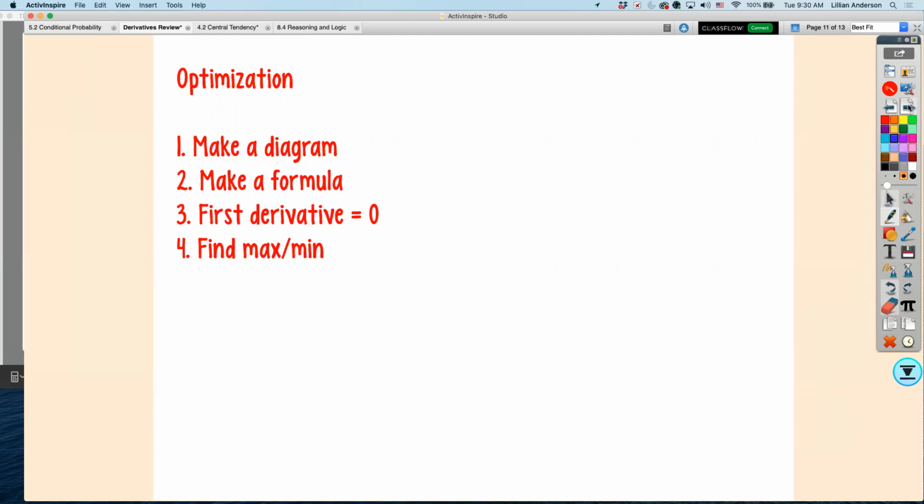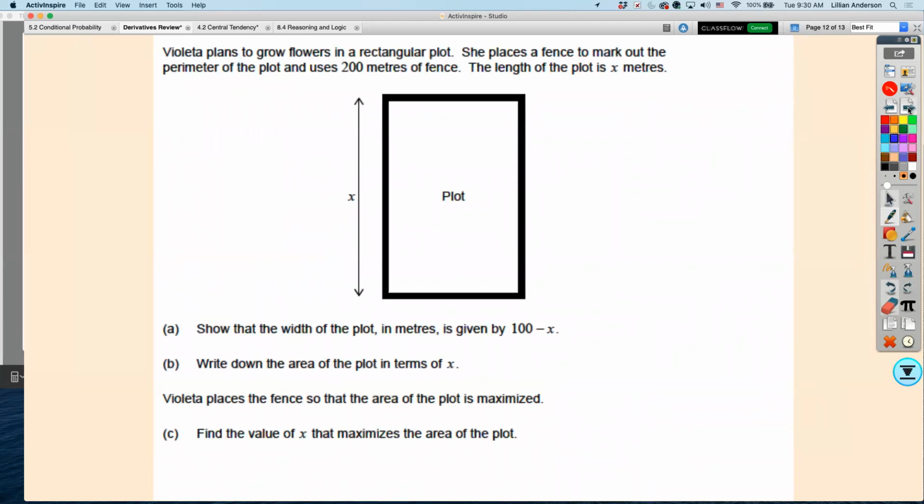And so I'm just going to use the next two examples to kind of talk you through optimization a little bit. Here's one pulled from an old exam. It was actually like the A, B, and C of a question, because this actually went all the way to G. So this was a paper 2 question. Violetta plans to grow flowers in a rectangular plot. She places a fence to mark out the perimeter of the plot and uses 200 meters of fencing. The length of the plot is X meters.